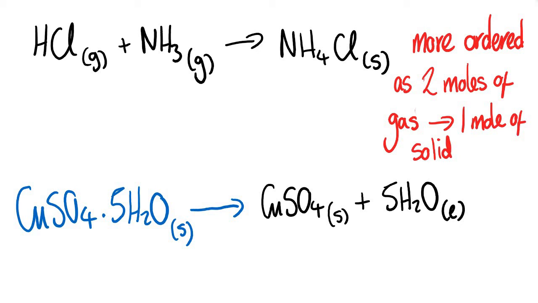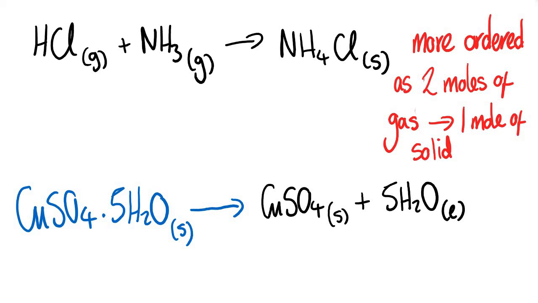Let's have a look at hydrated copper sulfate then. You've probably been doing this reaction for many years. So it's lovely blue crystals. And when you heat them up, you get white anhydrous copper sulfate, and you should see water condensing on the side of the test tube. This is obviously a reversible reaction. It's endothermic in the forward direction. We have to put heat energy in order to decompose the hydrated copper sulfate.